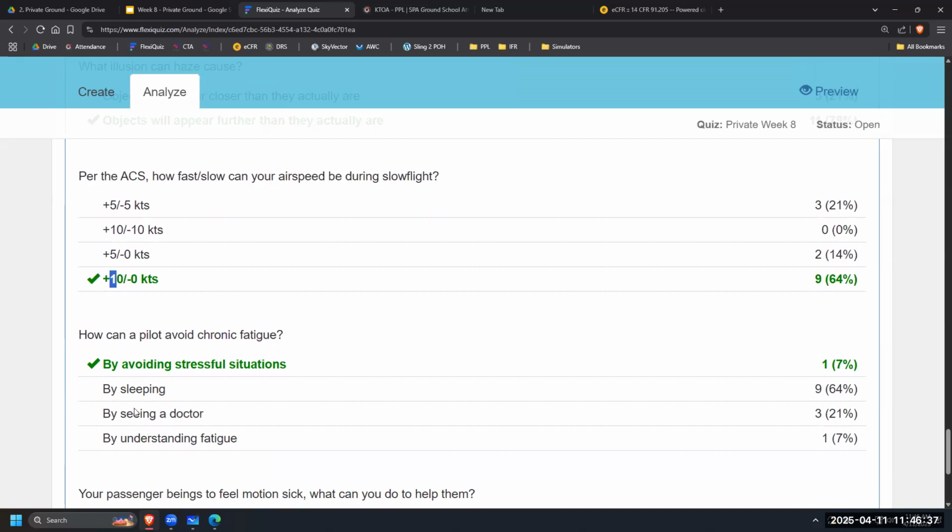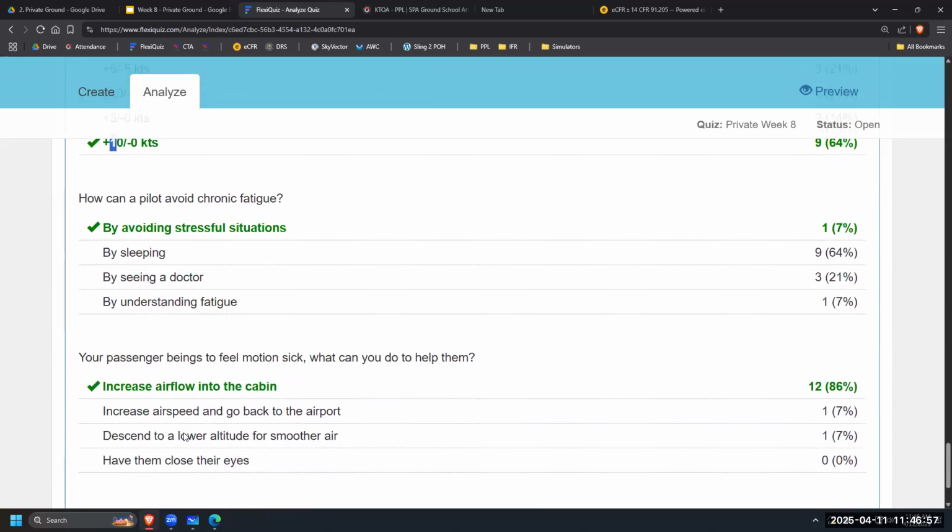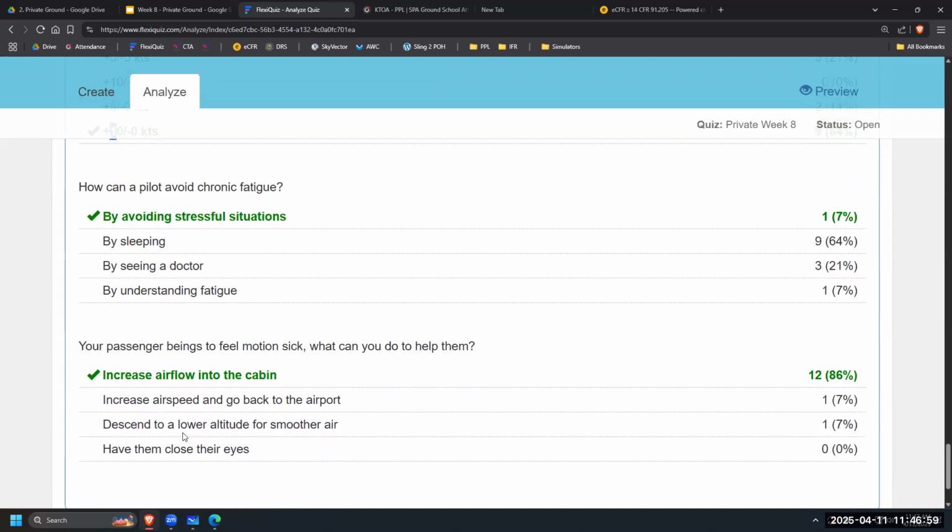Yeah, I mean, good luck with that. By avoiding stressful situations, by sleeping, by seeing a doctor, by understanding fatigue. Yeah, this is a stupid question. Yes. But I don't know. I don't want to say don't see a doctor, but yes, maybe do. That's your medical right there.